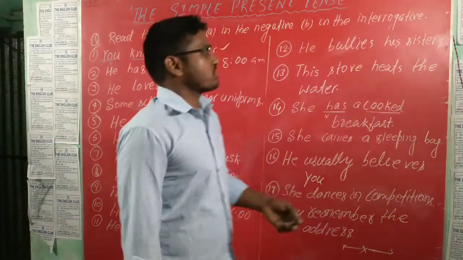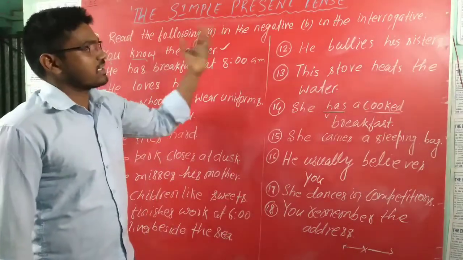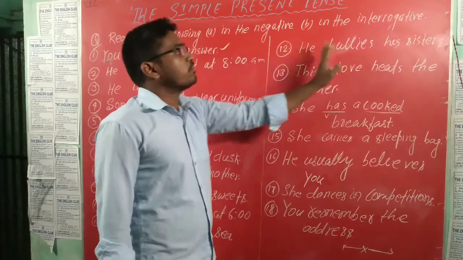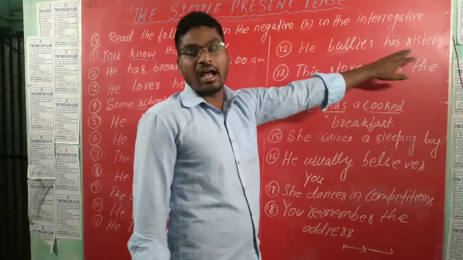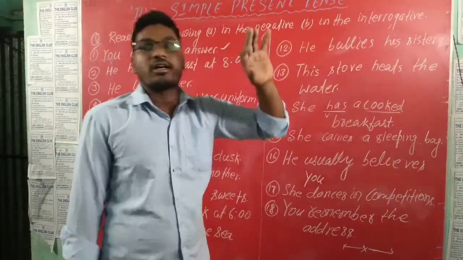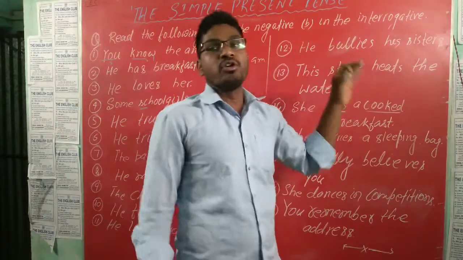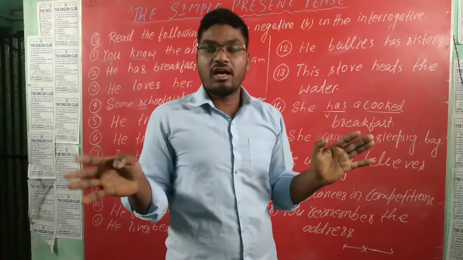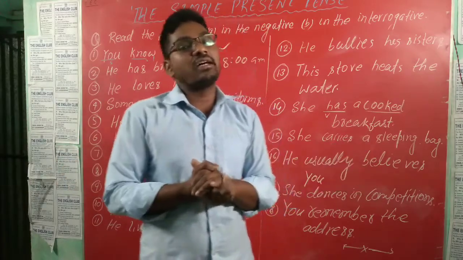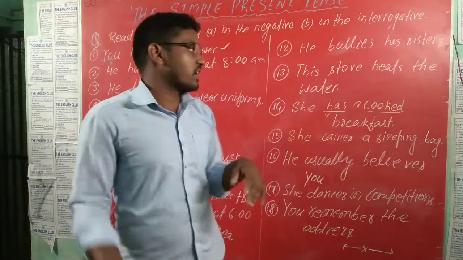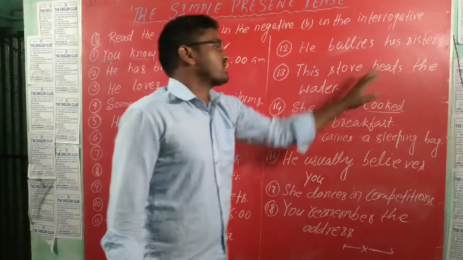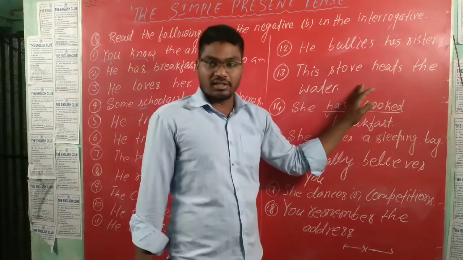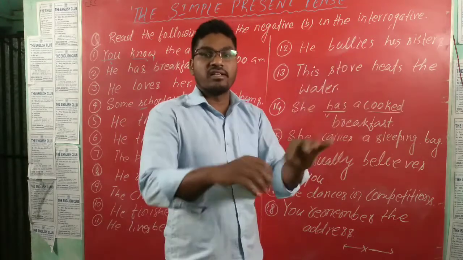Now dears, I would like to bring you the same or some other sentences I have brought for you. The sentences are here. He bullies his sisters. Okay, and when we do negative, because there is the use of V1 form, the negative form will be he does not bully his sisters, and interrogative will be does he bully his sisters. Next one, this stove hits the water. This stove does not hit the water. Does this stove hit the water?